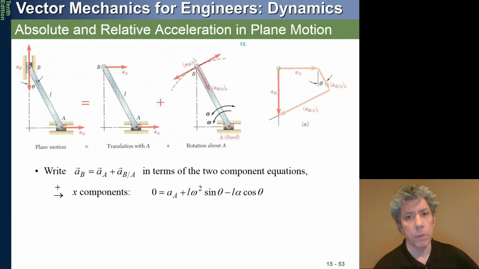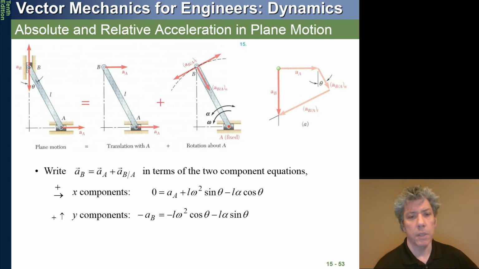That's just the normal part. And that's what's drawn here in the third figure over, or the last mechanism figure, that's pointing from B to A. And then finally we have the tangential piece, that's this last term, minus L alpha cosine theta. And what is this? Well, this is just the horizontal component of the relative tangential acceleration vector.